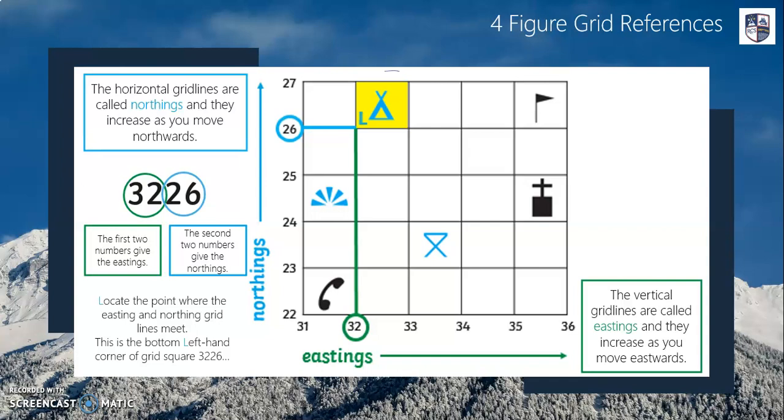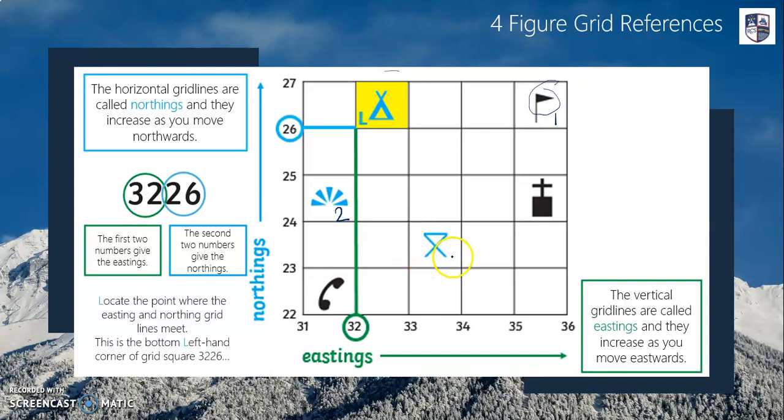What I'm going to ask you to do is pause the video in a second, and have a go at working out the grid references for some of the other symbols on here. If we have a look here, we've got the golf course. This symbol is a viewpoint. Can you please work out the four-figure grid reference for this one?